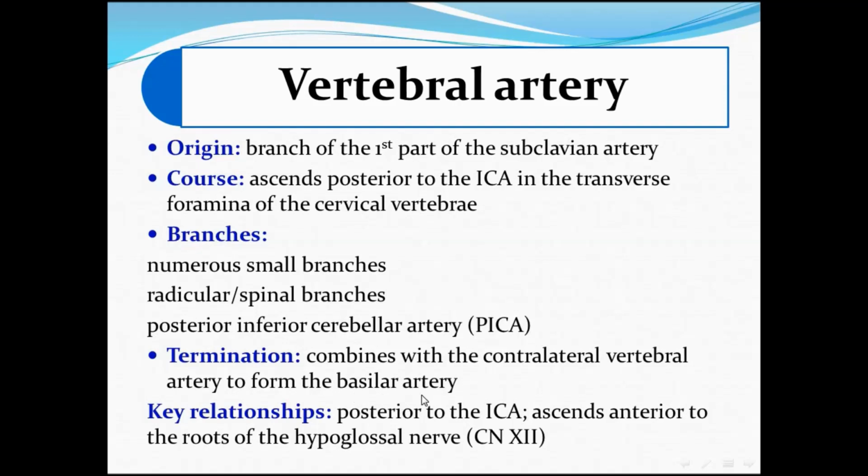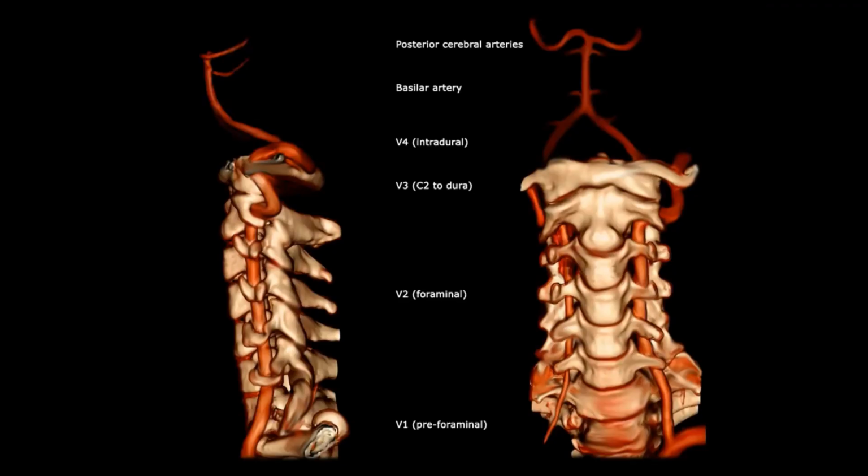The key relationship of the vertebral artery with the other structures is that its course is posterior to the internal carotid artery. It ascends anterior to the root of the hypoglossal nerve, which is the cranial nerve number 12.